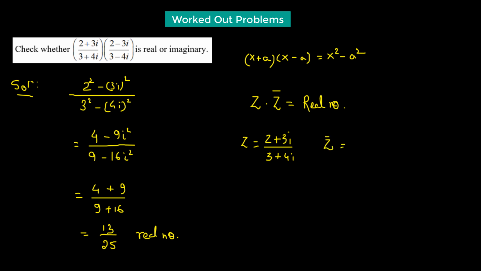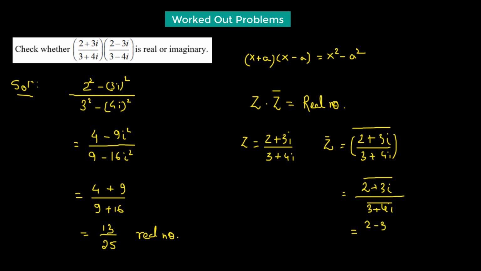Meaning, if we find the z bar, then that is simply 2 plus 3i divided by 3 plus 4i, whole bar. That gives us 2 plus 3i bar divided by 3 plus 4i bar. And the complex conjugate of 2 plus 3i is 2 minus 3i divided by the complex conjugate of 3 plus 4i, which is 3 minus 4i. So it is indeed that here we have the product of a complex number and its conjugate, and it should definitely give us a real number. Let's move on to the next question.